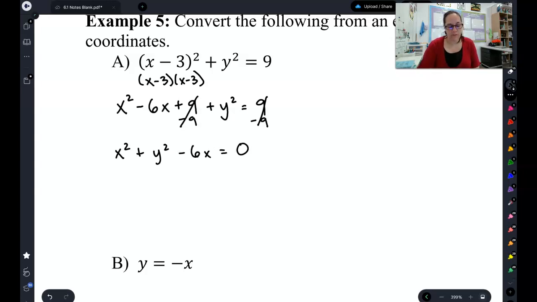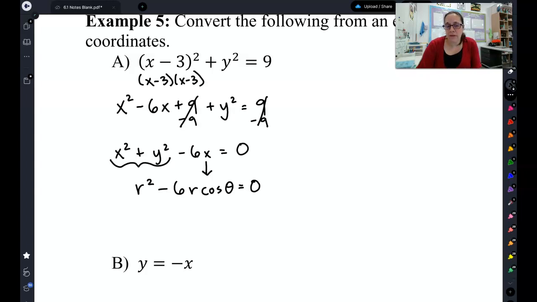This is what I've got so far. Now the reason I brought the y up is because that matches one of our equations. x squared plus y squared is r squared. And I can change x to r cosine of theta, once again, from those equations at the top of your paper.